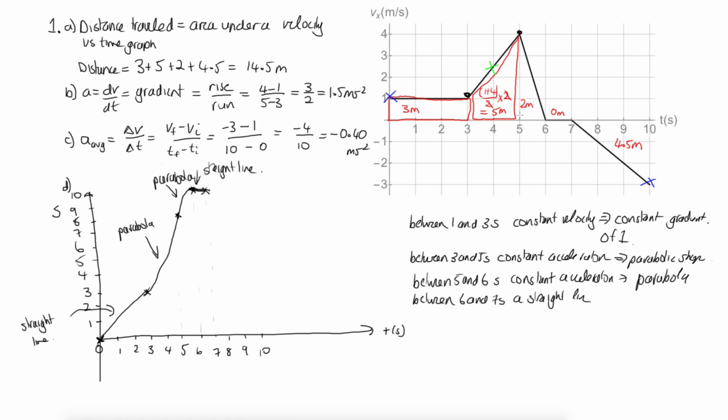Then between 7 and 10 seconds, it's now going faster and faster, but in the negative direction. So at 10 seconds, it's traveled a distance of 4.5 meters back towards the origin. So that'll be 10 minus 4.5, which gets us to 5.5. So this is at 5.5. And again, it's going to be a parabola, and it'll be curved like this. So it's steeper at this end and shallow up here. So between 7 and 10 seconds, another parabola.